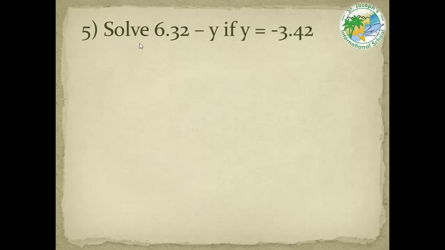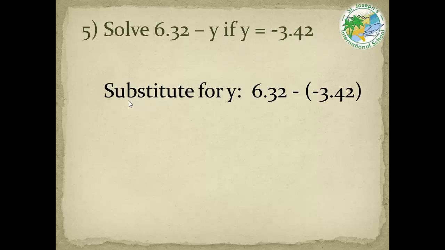Now, solve 6.32 minus y if y equal negative 3.42. Okay, y negative 3.42. Now, substitute for y, remove y and we can write this sign. 6.32 minus negative 3.42.